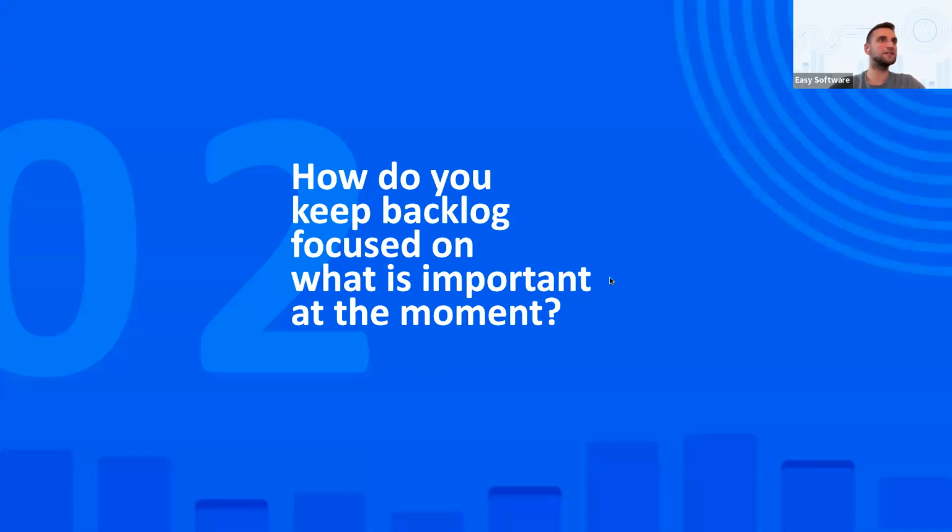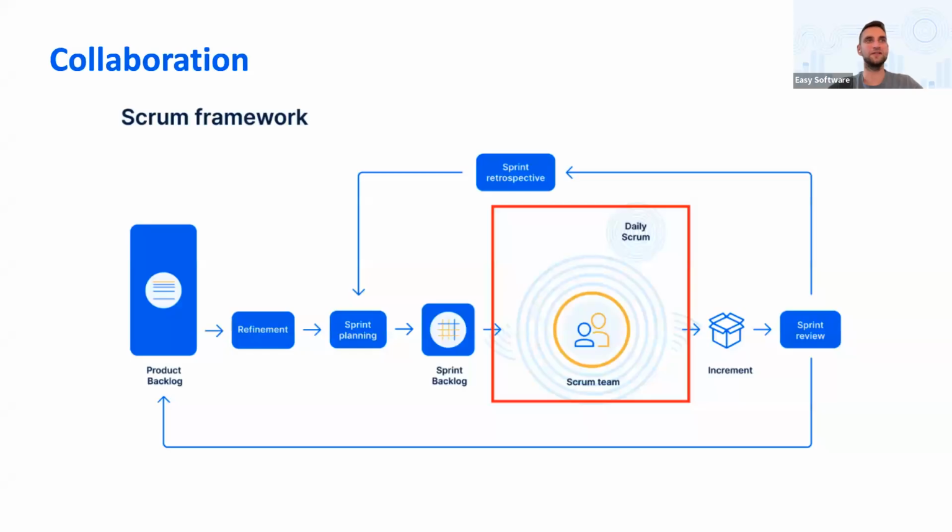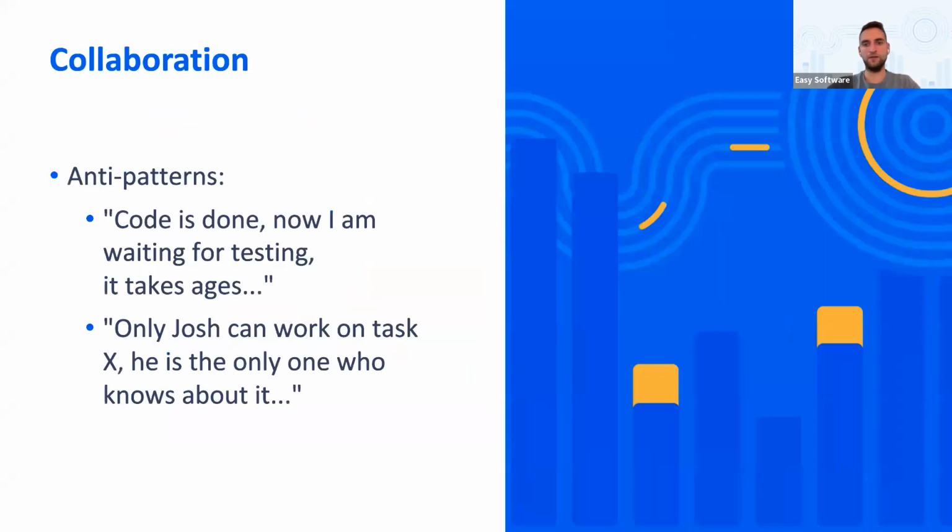Stopping sharing the results, and let's continue with our second area, which is collaboration. So in the Scrum framework, we are focusing on what the team is doing, daily Scrum, within one sprint. To illustrate a few anti-patterns, I will quote a few scenarios from my own experience.